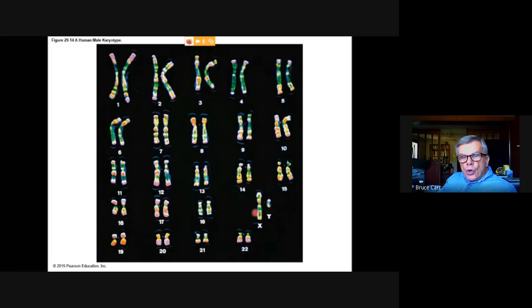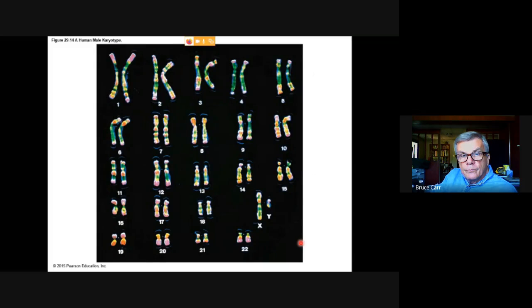An individual who is XXY would have an extra X chromosome here and a total of 47. An individual who is a Down's syndrome individual would have 3 number 21s right here, and the banding pattern would clearly show that that chromosome is a number 21.